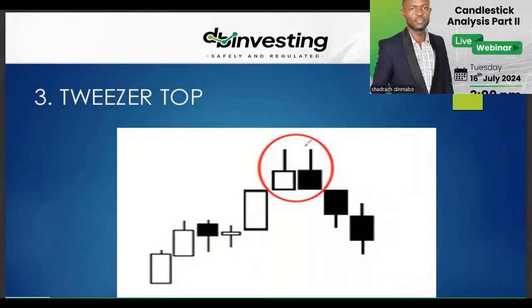Now, if this kind of pattern is formed at the top of a trend, it is called a tweezer top.